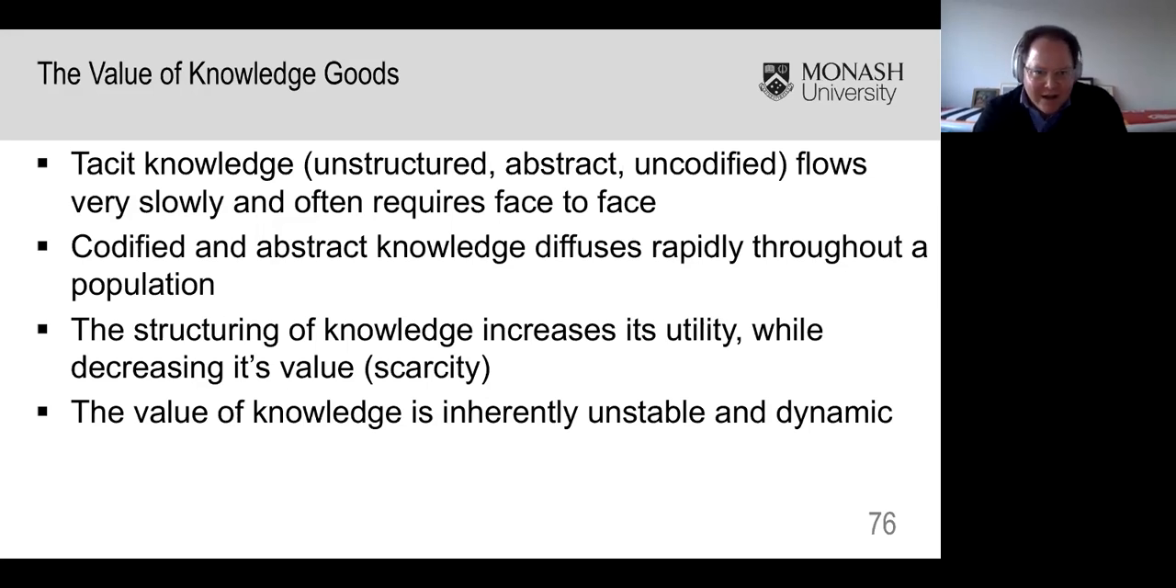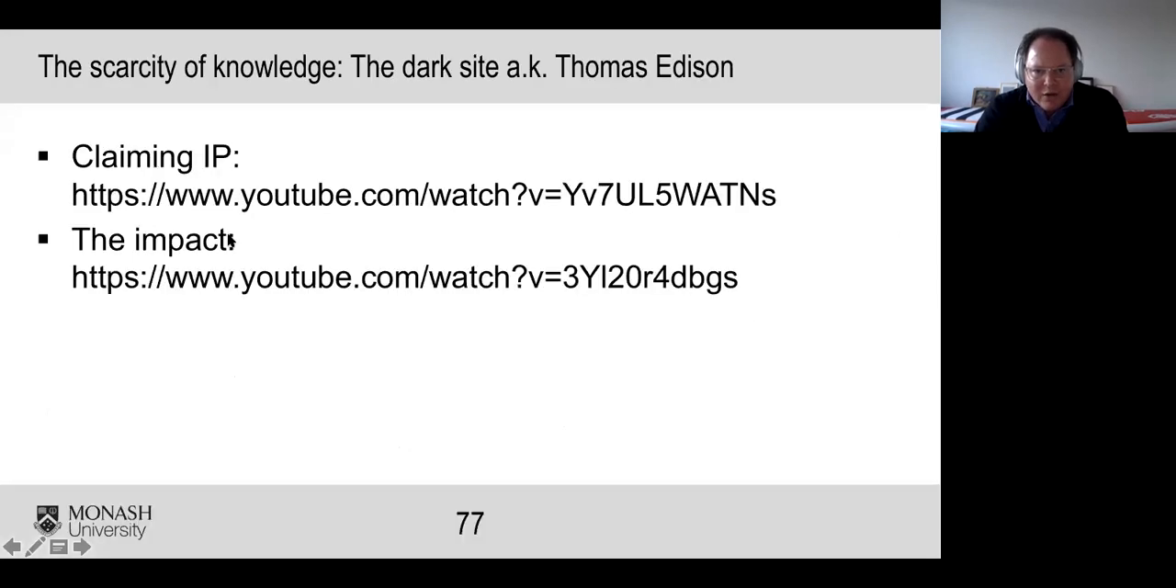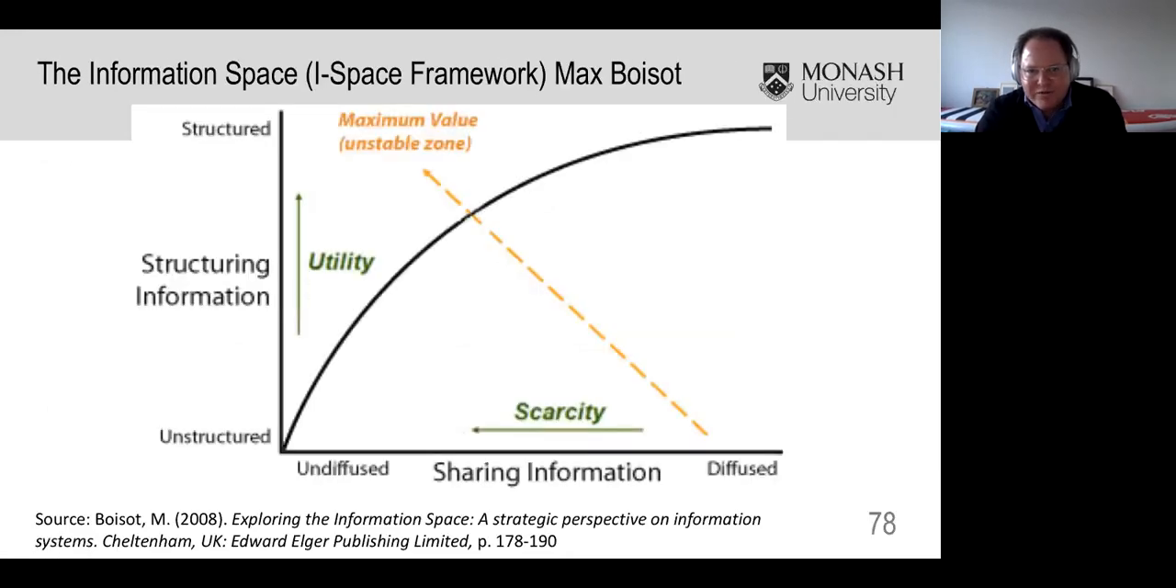That's the idea. So the structuring of knowledge increases its utility while decreasing its value, the scarcity. So the value of knowledge is inherently unstable and dynamic. He thought about it in particular thinking of a future knowledge economy. What would that look like? So he came up with, and there's a wonderful joke to be had. Shall we do this? Right, okay, let's do first the formula and then the funny video.